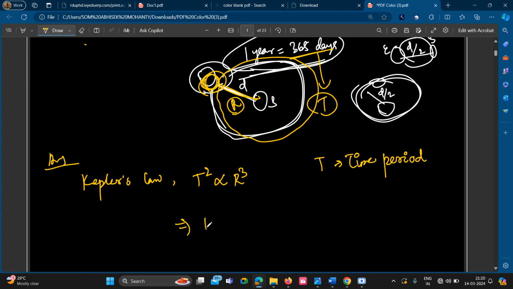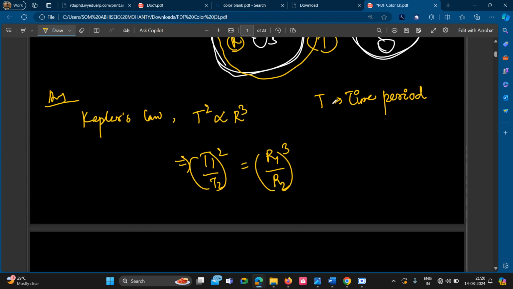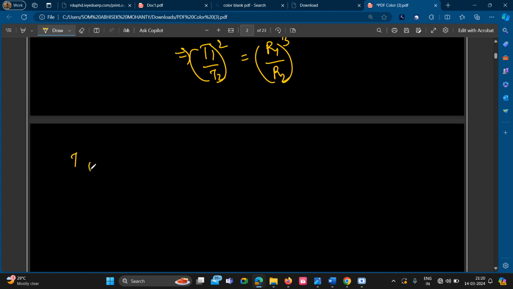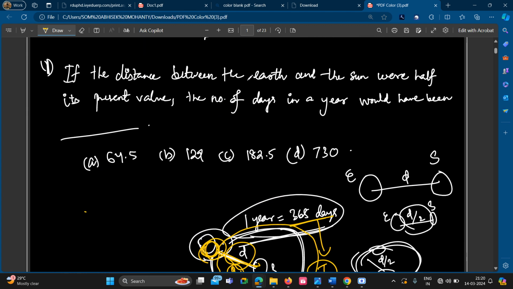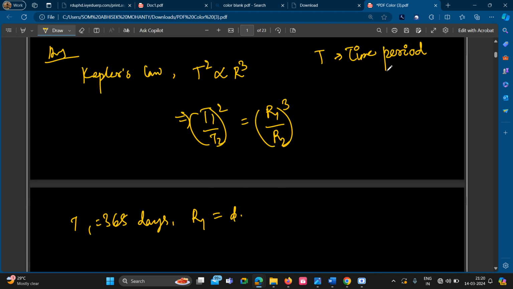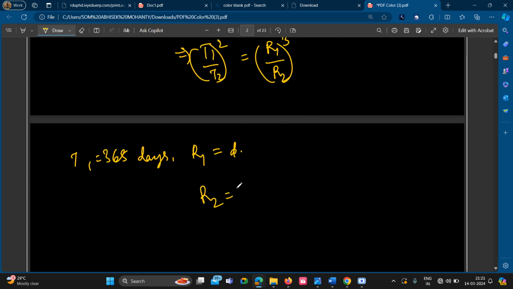So can I write T1 by T2 whole square is equal to R1 by R2 whole cube, isn't it? We know T1 is 365 days. And R1 is simply, let's take D. Now what happened? Distance between the Earth and the Sun were half its present value. If it is half, that means R2 is half of the original one, that is D by 2. So, what will be your T2?